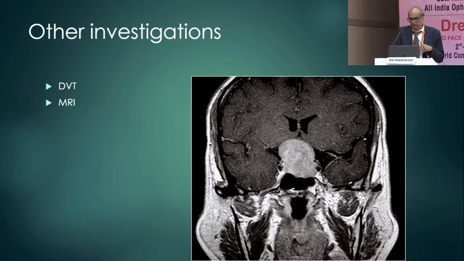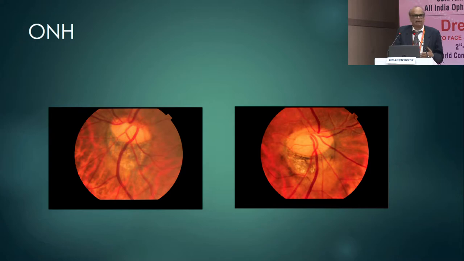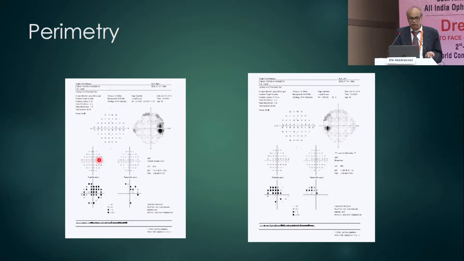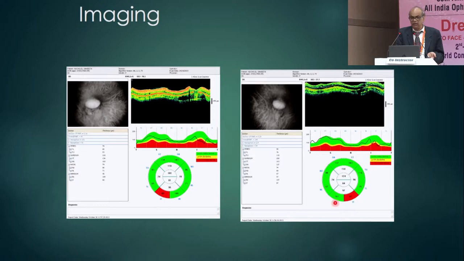There is another kind of disc anomaly. You can see that it's a tilted disc with an inferior corner. And if you look very carefully, then you may feel that the inferior rim is lost and the pressure is normal. Then what would you do? Perimetry: yes, there is a related superior arcuate scotoma in both the eyes. And if you do the OCT, there is an inferior temporal RNFL defect in both the eyes.